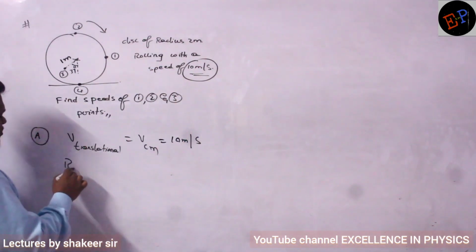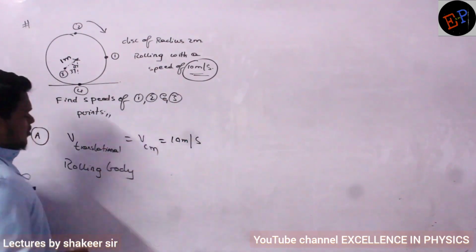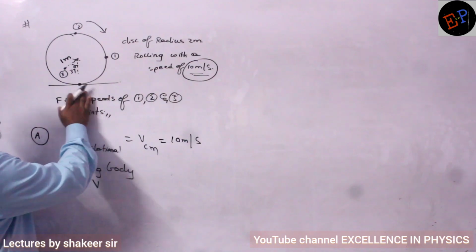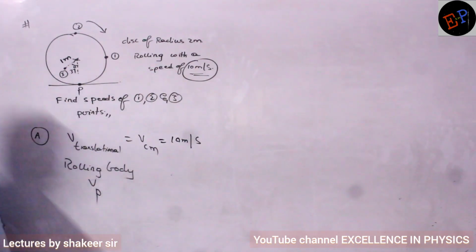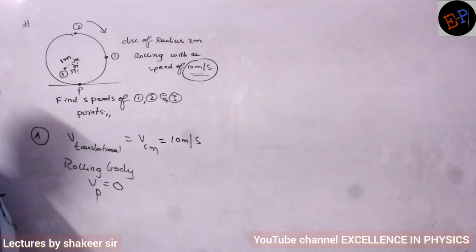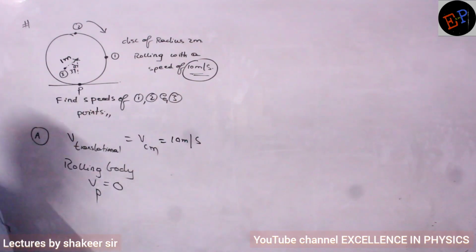Now let us take, for example, this point as point number 4. This is a rolling body, no? Rolling body. Are you able to understand? So in a rolling body, let us call it point number P, because previously also we called it point number P. Velocity of point number P should be how much? This is 0. Velocity of the point which is in contact with the ground is always 0.